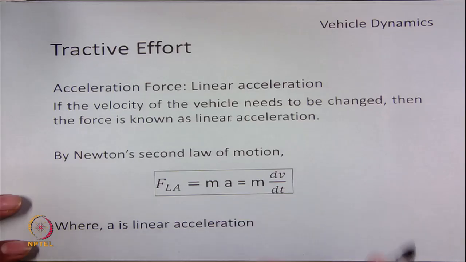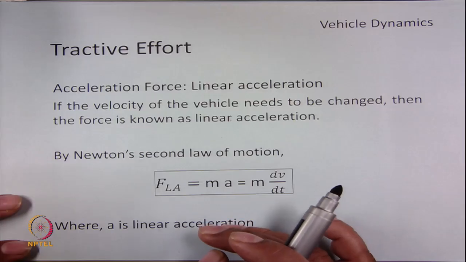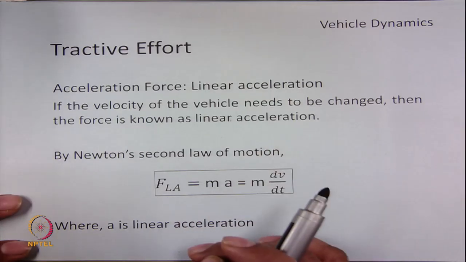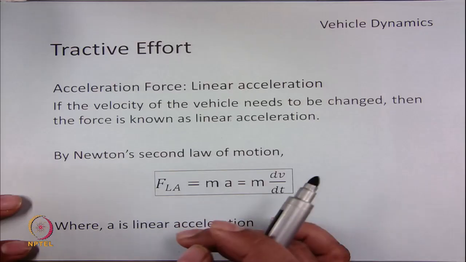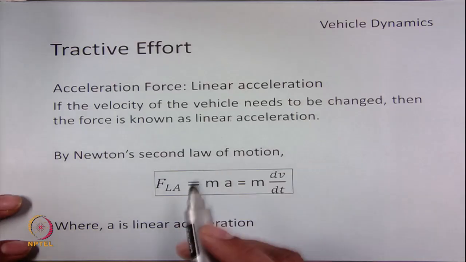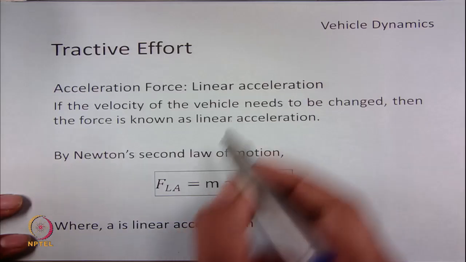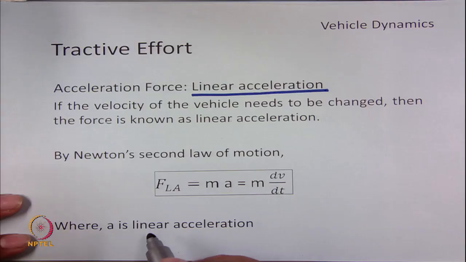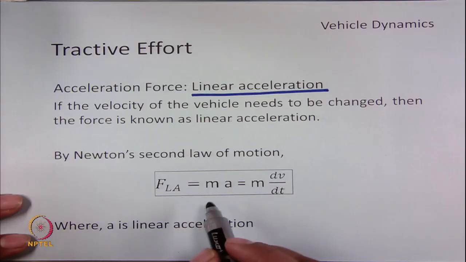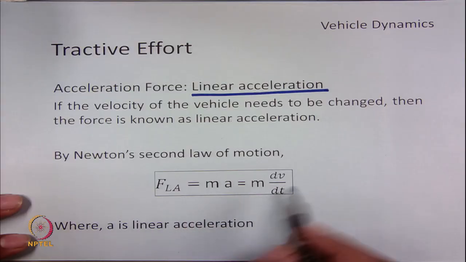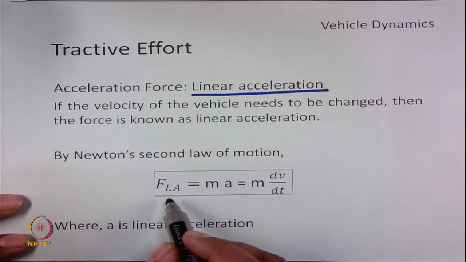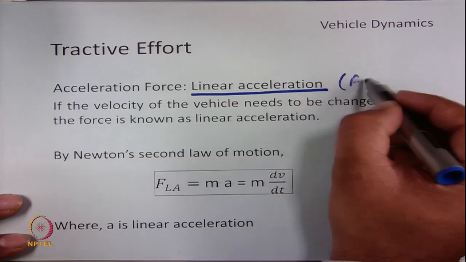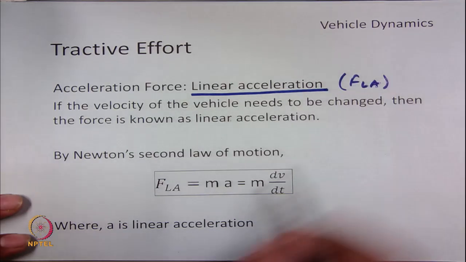But if you want to accelerate the vehicle or change the vehicle speed, we need to also provide the force required for acceleration. So, let us see the force which is required for linear acceleration. We all know that if we want to accelerate the vehicle and provide dv by dt, we have to provide a force due to linear acceleration as mass into acceleration, or m dv by dt.